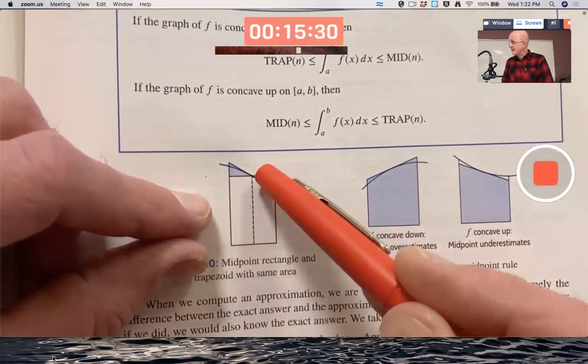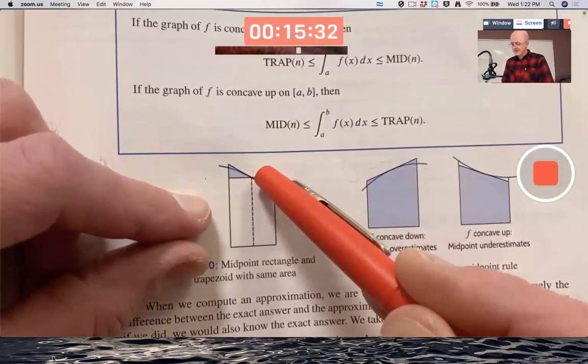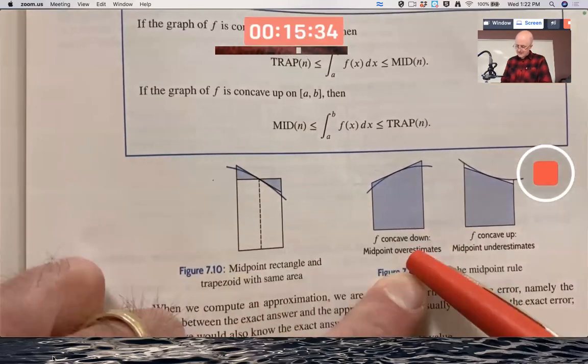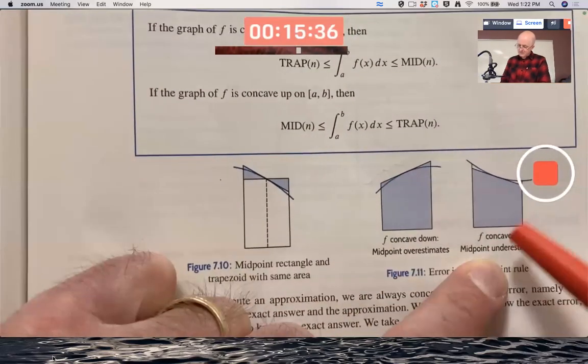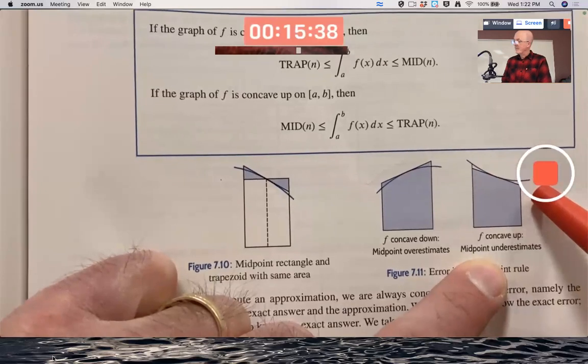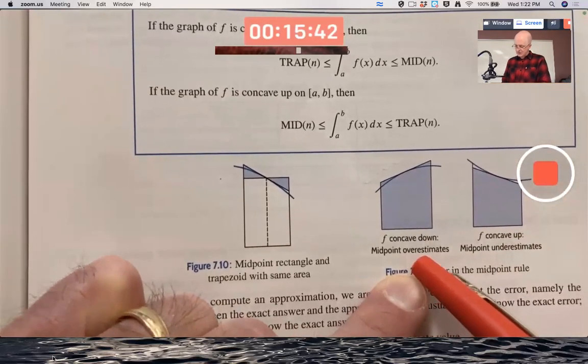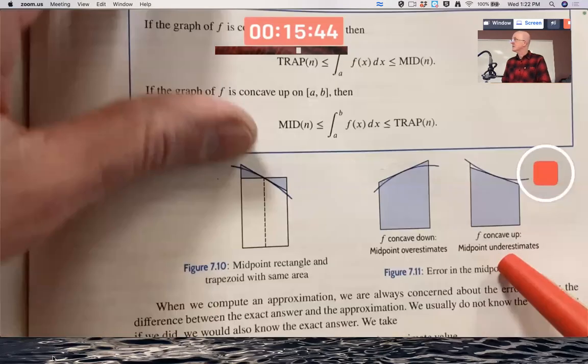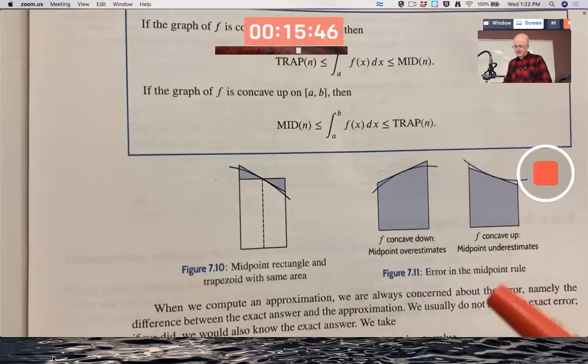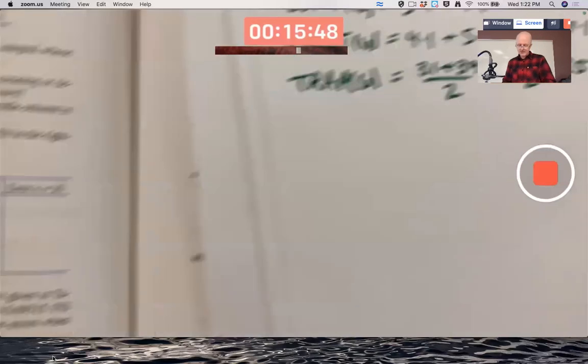It's the tangent line there, not the secant line. Over here, the tangent line, okay, when it's concave down is above the curve. When it's concave up, it's below the curve. So the midpoint rule is too big when the graph is concave down and too small when it's concave up. It's too big when it's concave down. It's too small when it's concave up.